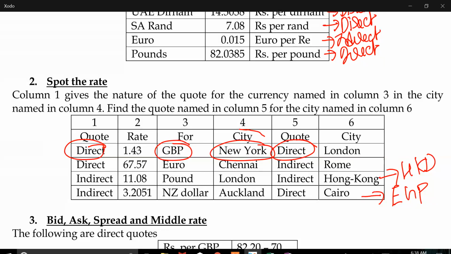Interpret the quote. Indirect quote, column 1 gives the nature of the quote for the currency named in column 3. Indirect quote for pound in London. Interpret it. If we have good clarity on basics, other things will become simpler, but otherwise later on there will be a lot of struggle in this chapter. In case you need an explanation, let me know.